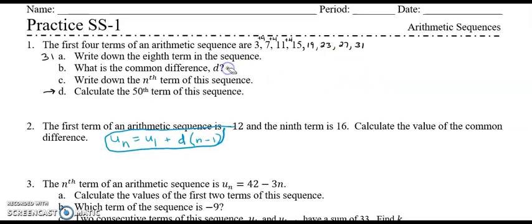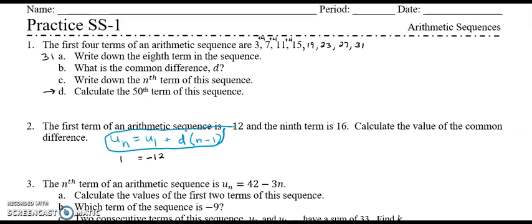Okay? So, number 2. The first term of an arithmetic sequence is negative 12. The 9th term is 16. What's the value of the common difference? So I've got to come back up here. I know that the first term is negative 12.